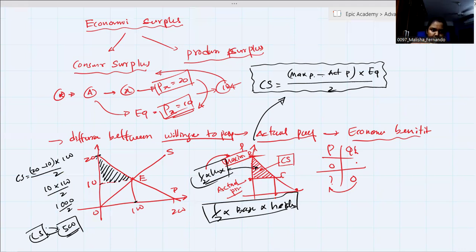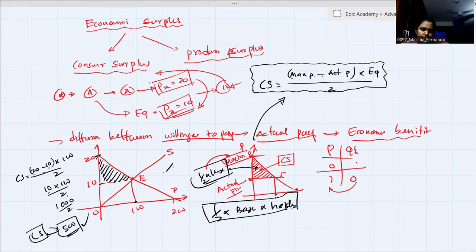Is there any problem? Maximum price 20, actual price 10. The difference between those two is just 10, multiplied by the actual quantity, divided by 2. It is just 500.